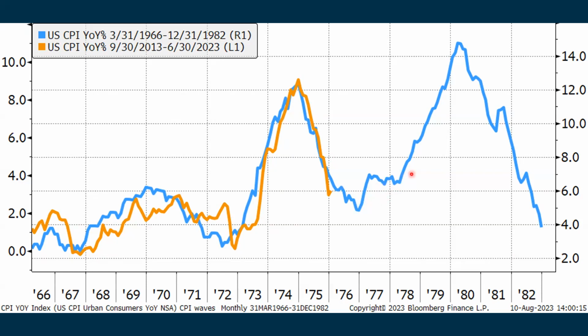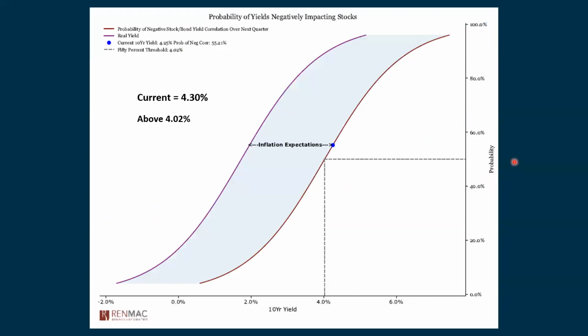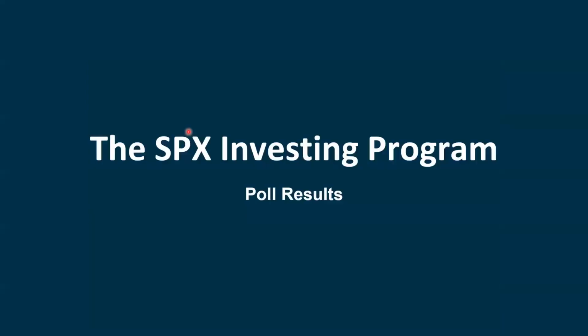Now, we don't know if that's going to be what happens this time, but it happened back in the 60s and 70s and led to hyperinflation going into the late 70s and didn't finally get under control until we got into the 80s. Is something like that going to develop? We don't know. We just want to be aware of this. Then looking at the RenMac research, we closed at 4.3% for the 10-year yield. That's above the 4.02%. This is when interest rates can start biting into corporate profits.